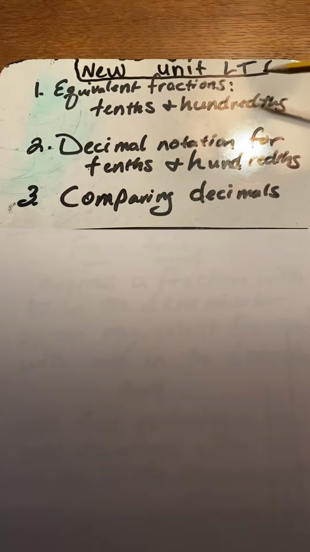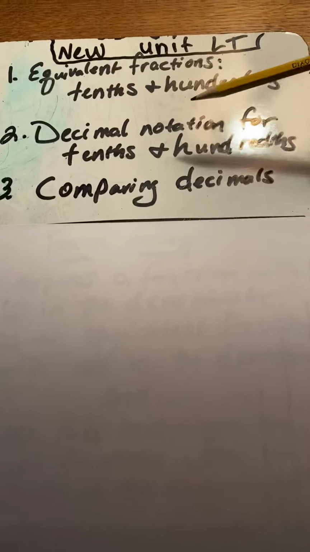So there's lots of things we're going to be doing as we compare decimals. We're going to start where we left off with fractions. We'll look at equivalent fractions with 10 and 100 in the denominators to make tenths and hundredths. We're then going to change those fractions into decimals for tenths and hundredths and see what those look like. We're going to use a lot of visual models to help you with that. And then our last learning target for the new unit is to compare those decimals.